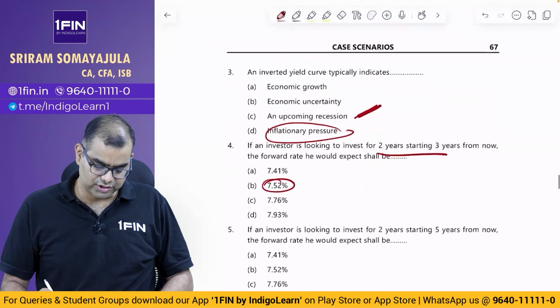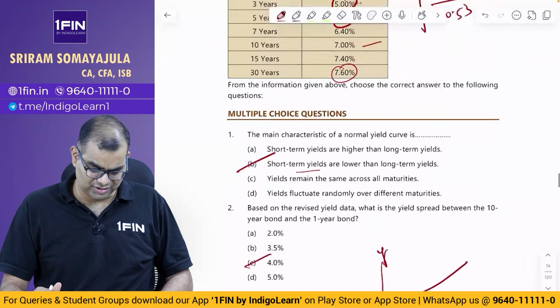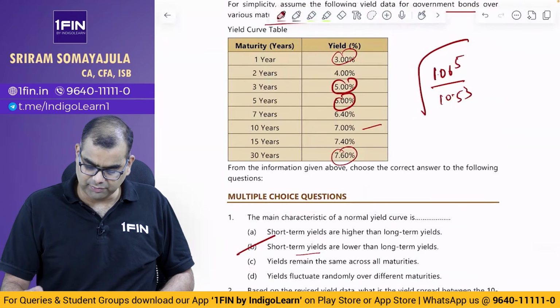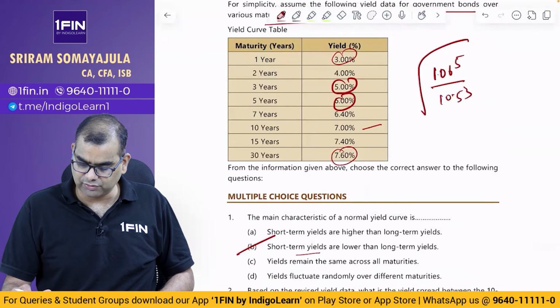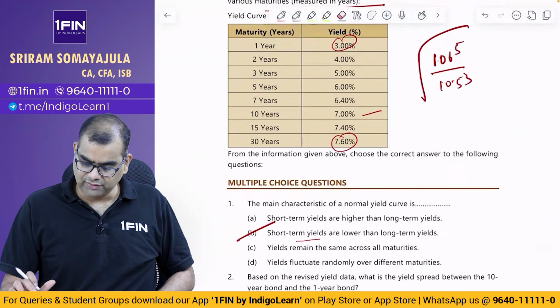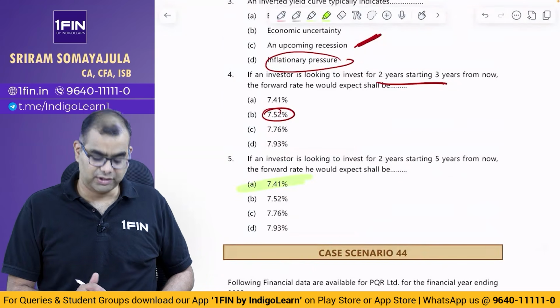Investor is looking to invest for 2 years starting 5 years from now. What a horrible question here. 5 years from now, 2 years. So, 1.06 power 7 divided by 1.06 power 5, for this square root, 7.41%.